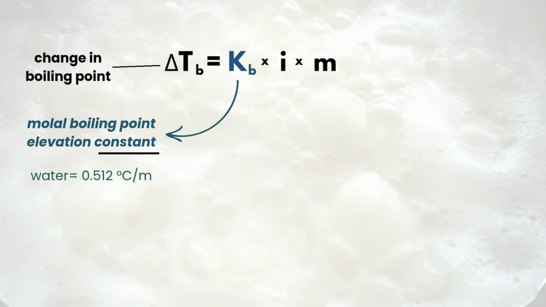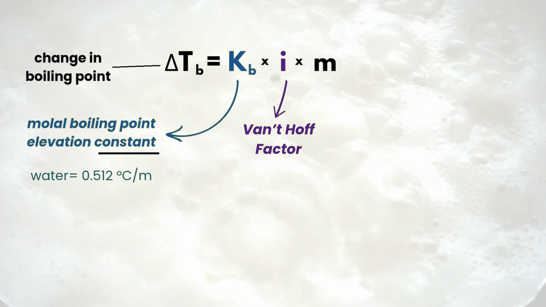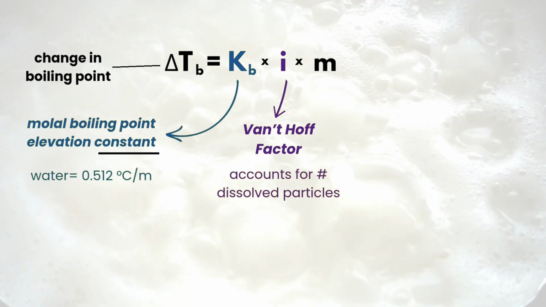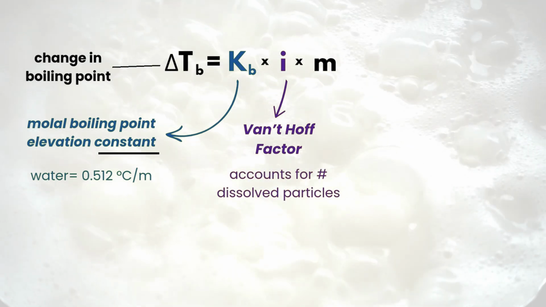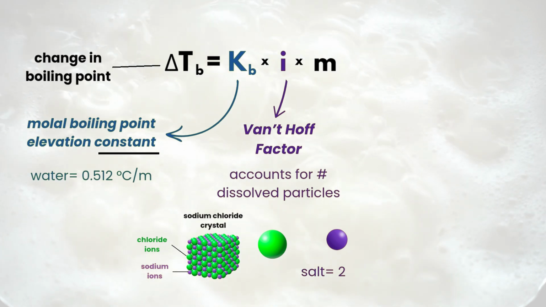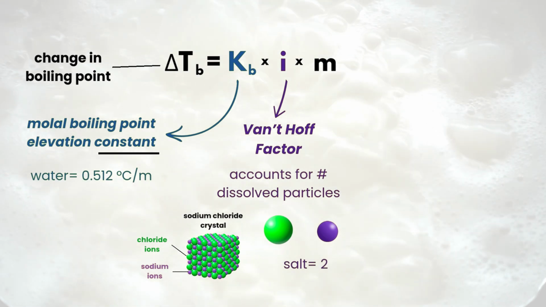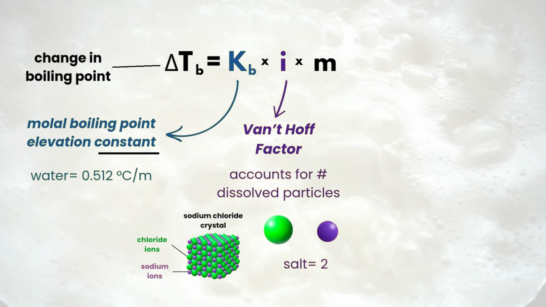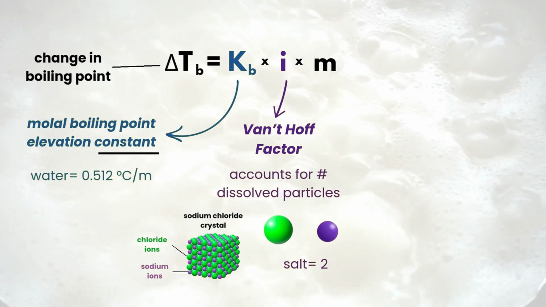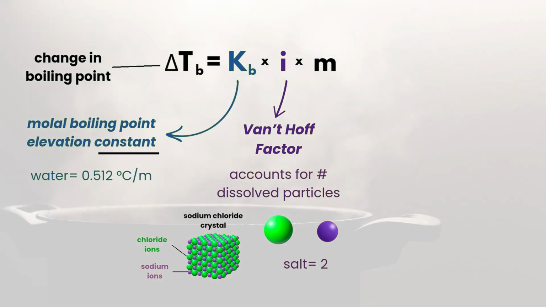The next variable is i, which is the Van't Hoff factor, which is a way to account for how many dissolved particles a solute creates when we add it to water. For salt, it's 2, because sodium chloride dissolves into 2 ions, sodium and chloride. If we were to go back to our sugar solutions, which use sucrose, the Van't Hoff factor would be 1 because sucrose does not dissolve into multiple ions.